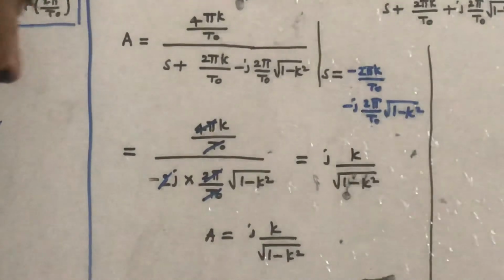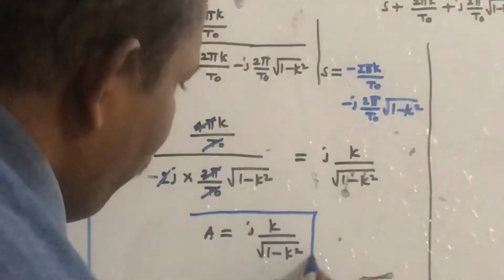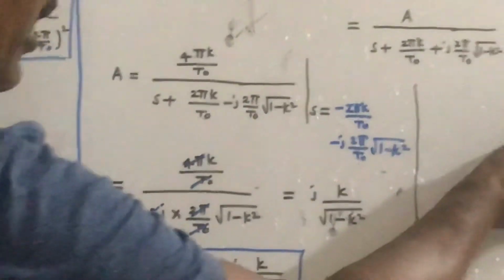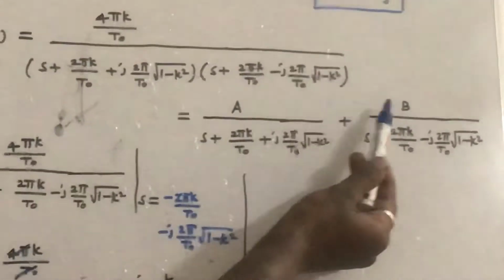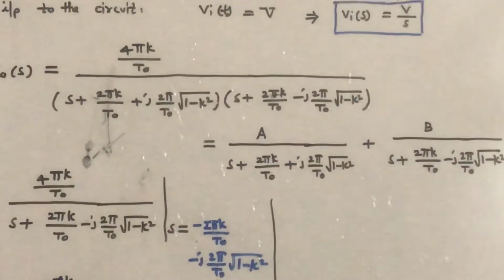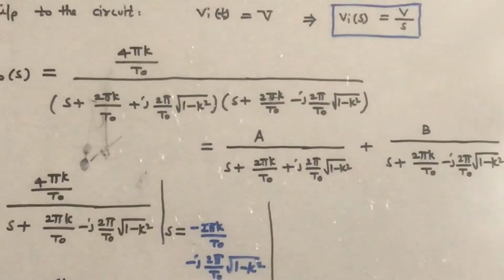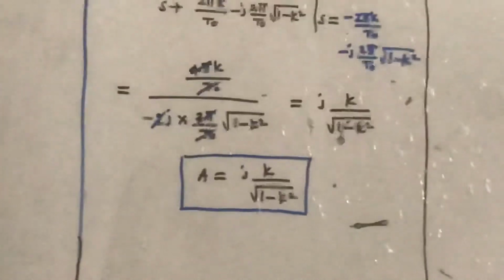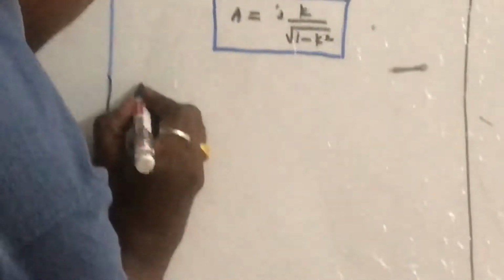Similarly, we can calculate B. Since the roots are complex conjugates in the denominator, A and B are also complex conjugates, so this is the basics of partial fraction. So therefore, what we will get is B equal to minus j. Let us check it out. B is equal to, in the same way, let us calculate what B is equal to.